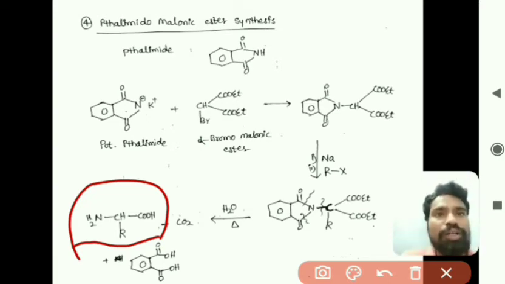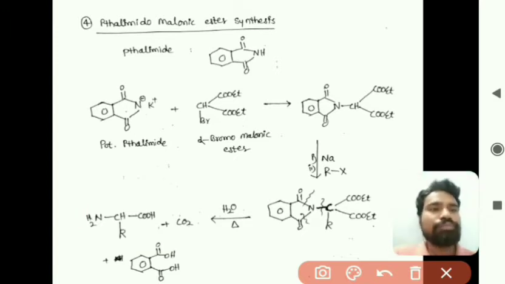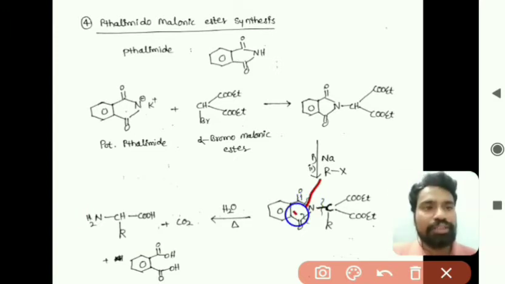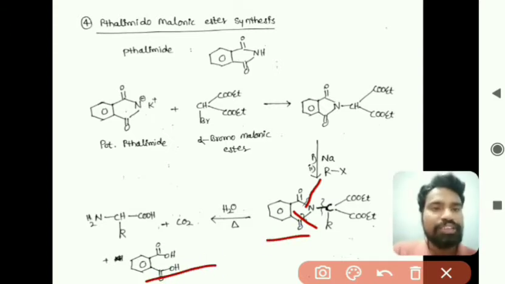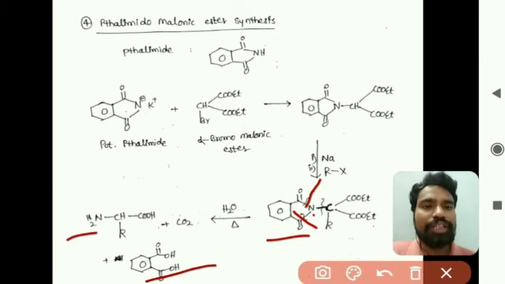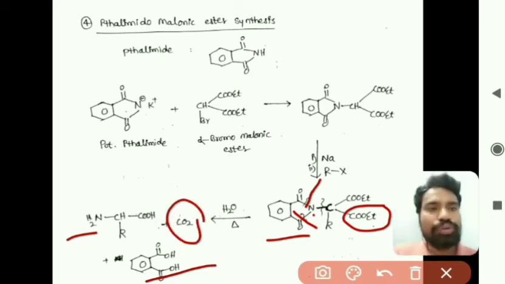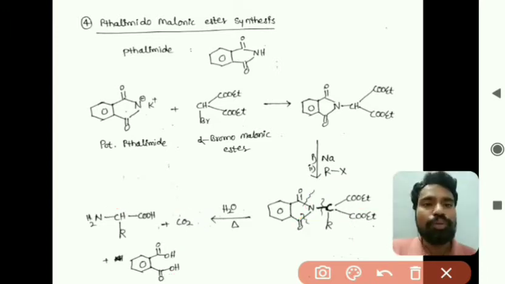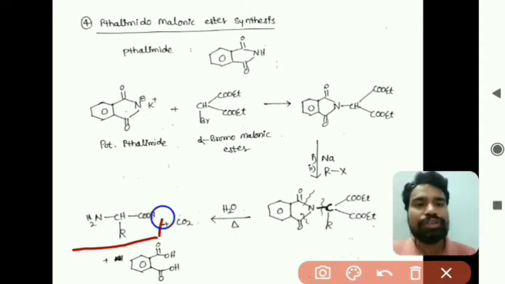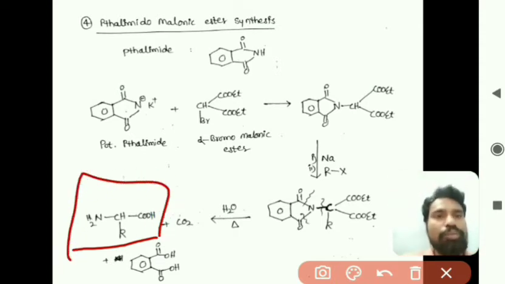This is the third step in the phthalimido malonic ester synthesis, right. Upon hydrolysis, this bond will break, this bond will break, and this is converted into phthalic acid, and now this nitrogen is becoming NH2, and then CHR. Here one carboxylic acid group leaves as CO2, and a hydrogen will be added to the carbon, so that we will be getting CH here. Through this we will be getting NH2CHR COOH, that is an alpha amino acid. This is the preparation method of phthalimido malonic ester synthesis.